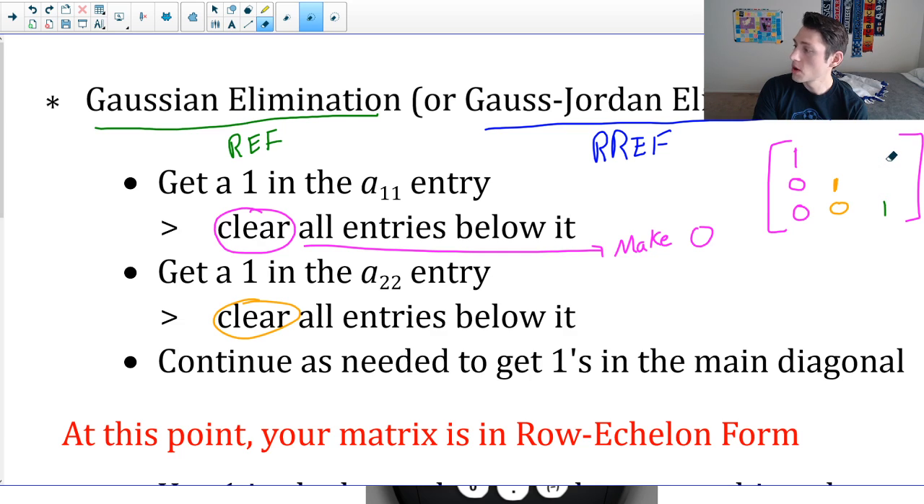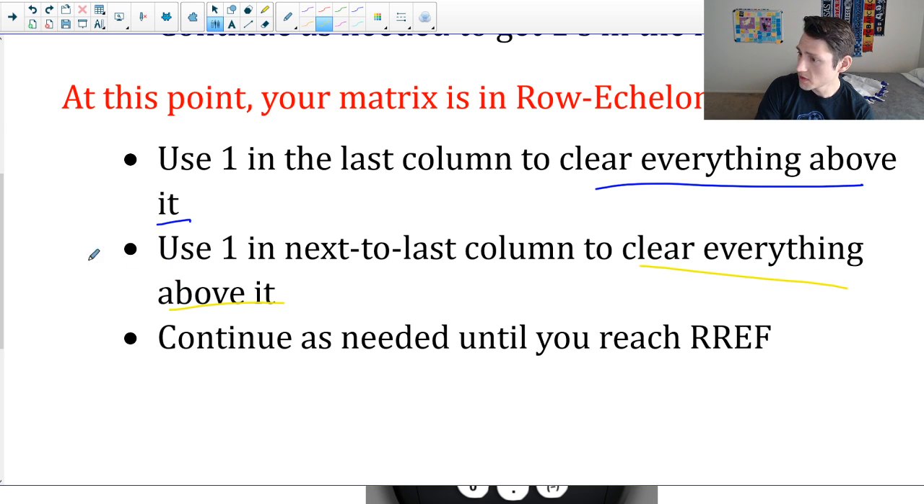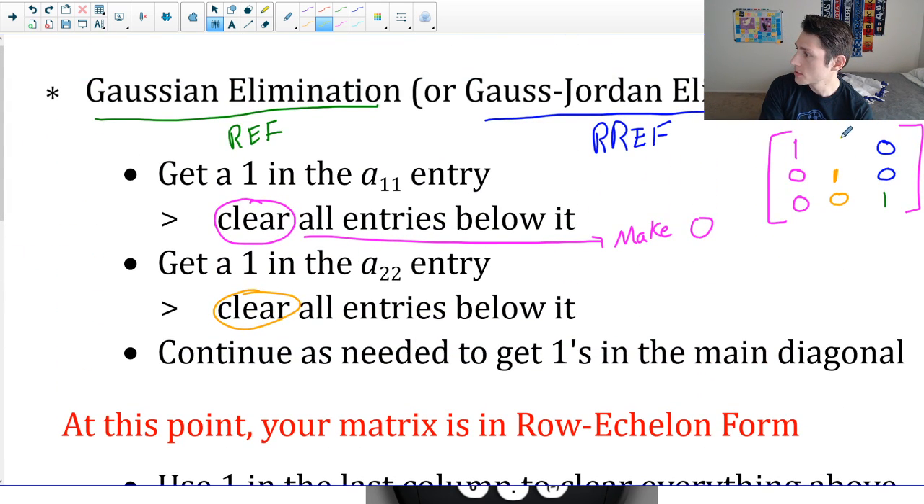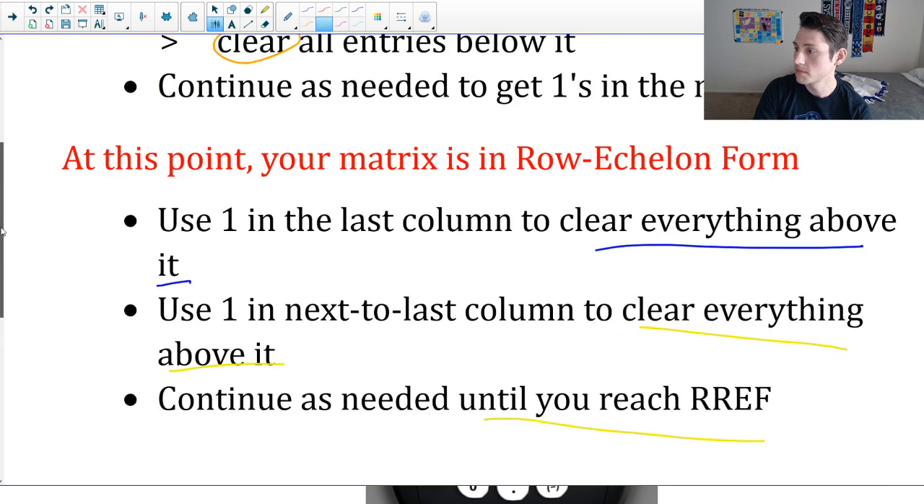All right, so now we're going to work our way backwards from right to left. So from right to left, we use the 1 in the right column to get a 0 here and a 0 here. That's clear everything above it. Then we move over to the next to last column, so we just move 1 spot to the left, and we clear everything above that. Okay, so we get a 0 here. Again, continue as needed until you reach RREF, reduced row echelon form.